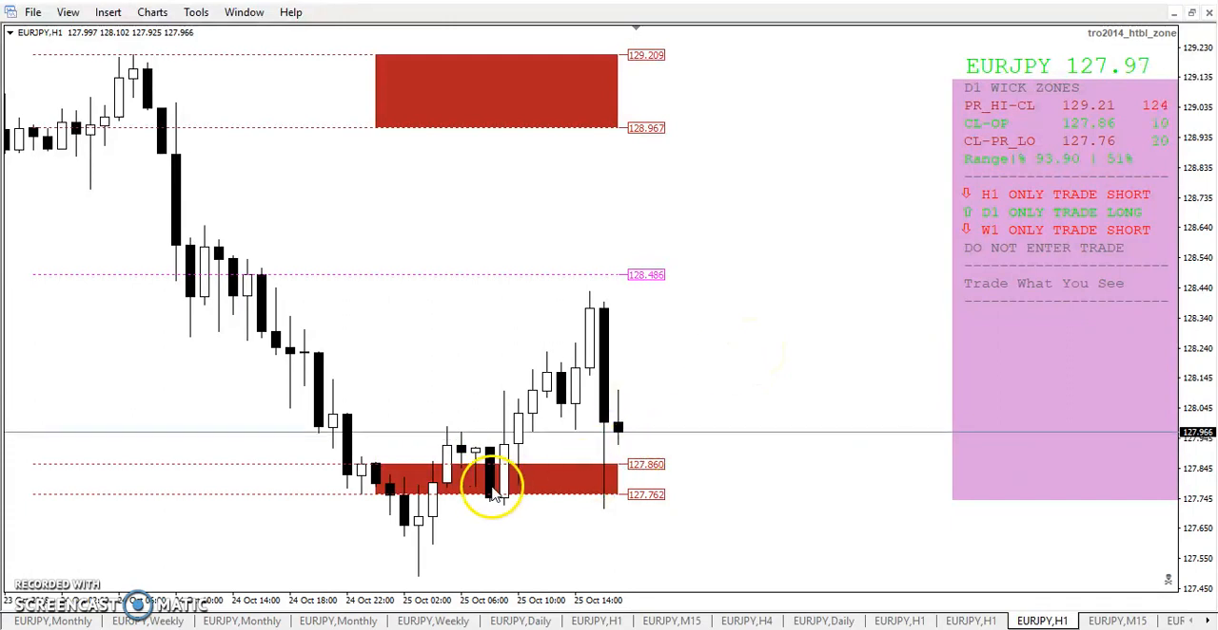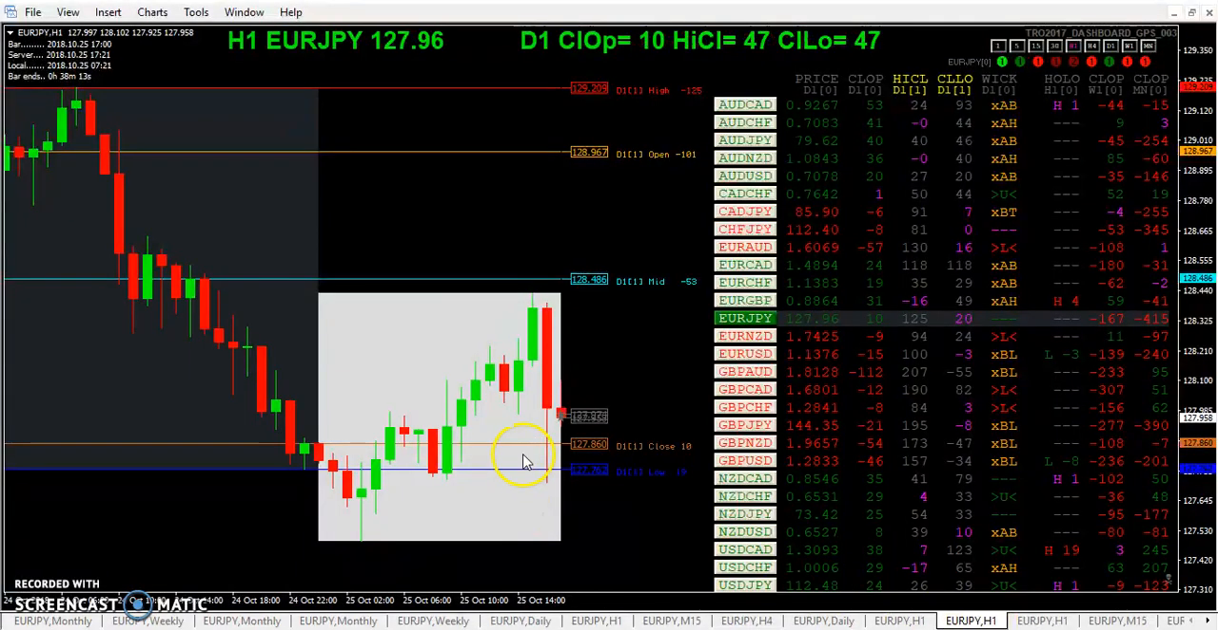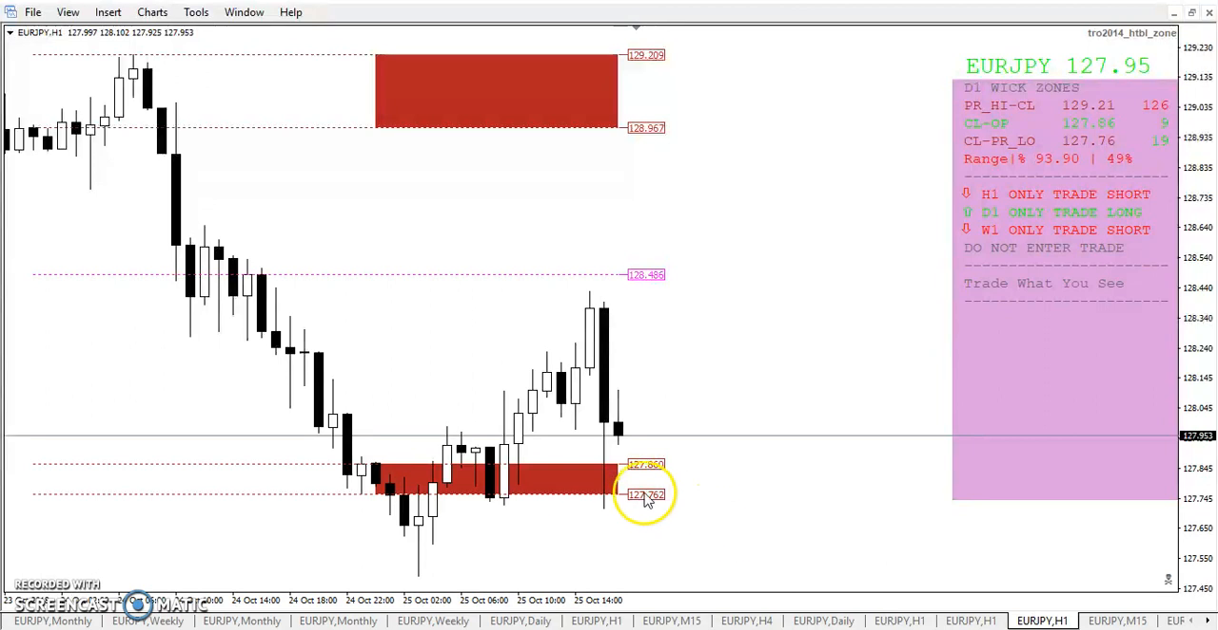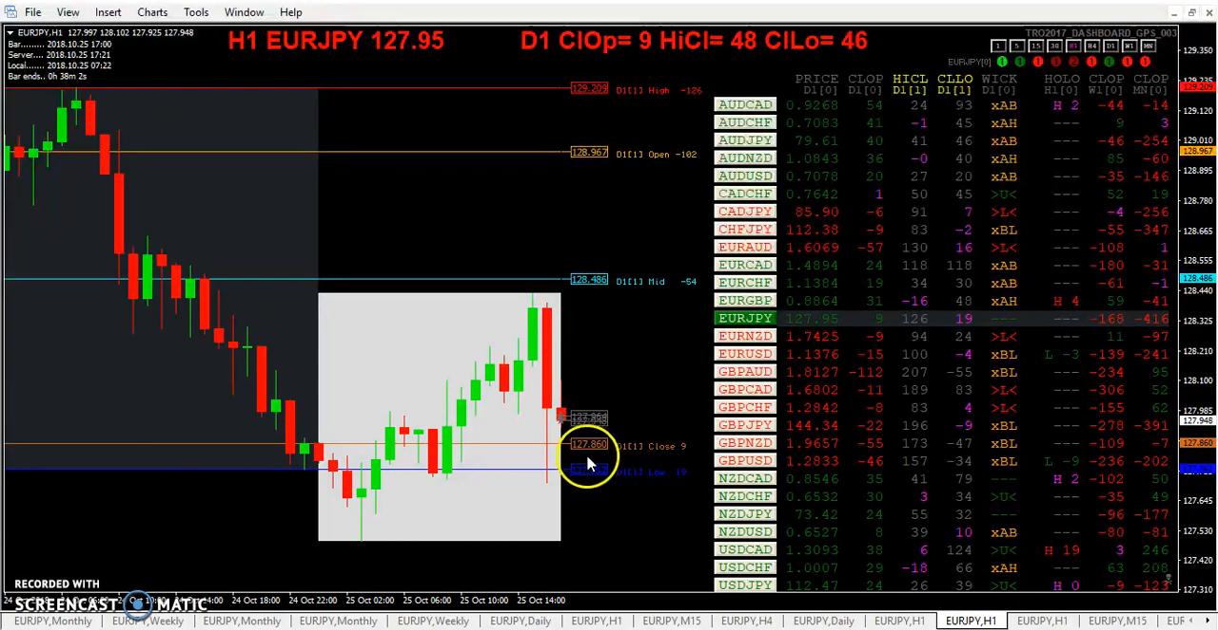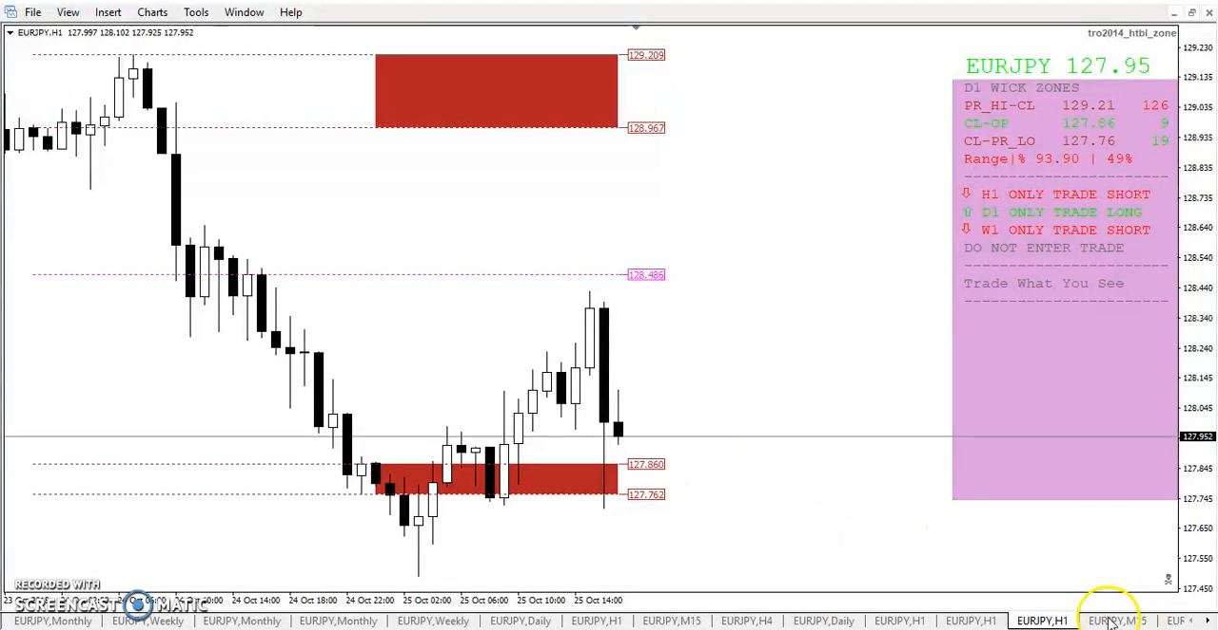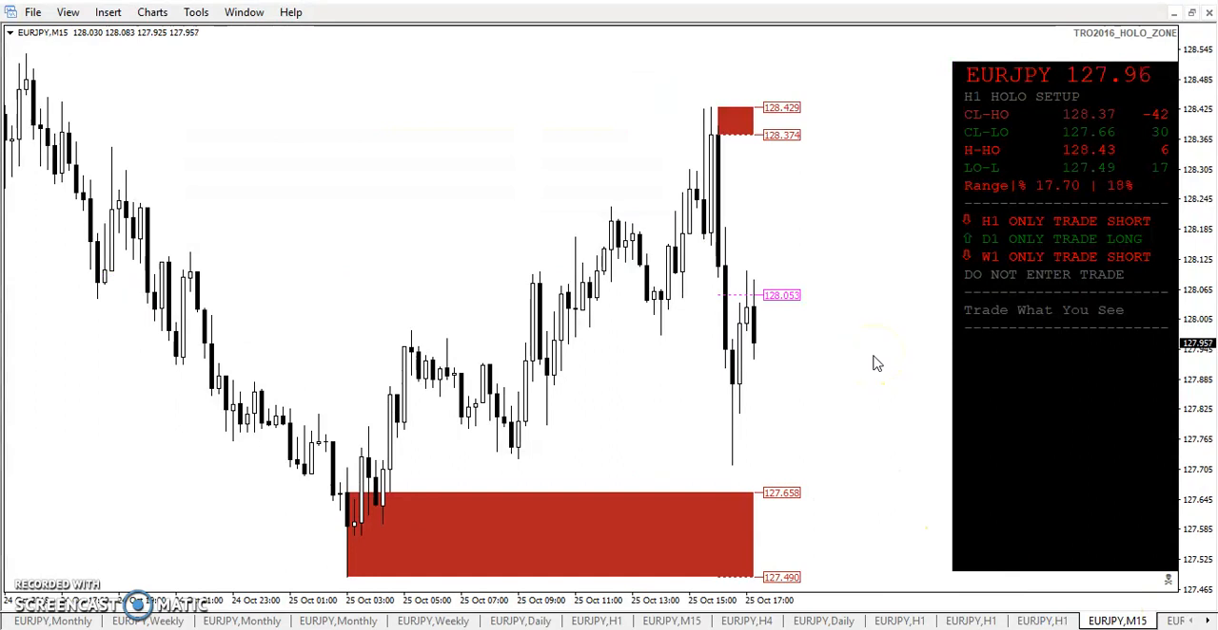Wick zones, once again, it's the same here, except in this case, when you trade the wick zone, you want price to enter, and then you take it on the exit. So you only go short here, and you only go long here, as opposed to here, you trade the crosses. And the holo setup, we had it highest open just a little while ago. That paid off nicely.